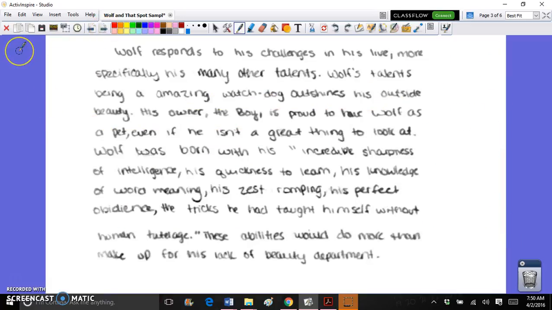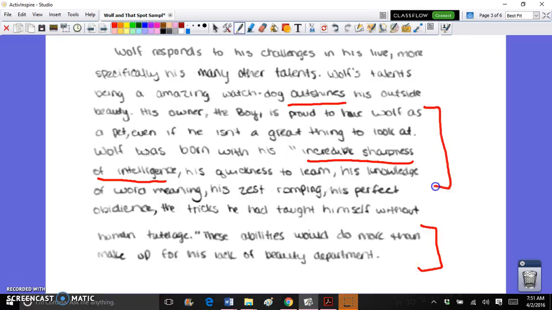"Wolf responds to his challenges in his life, more specifically his many other talents. Wolf's talents, being an amazing watchdog, outshines," great vocabulary word right there, "outshines his outside beauty. His owner, the boy, is proud to have Wolf as a pet, even if he isn't a great thing to look at. Wolf was born with his incredible sharpness of intelligence, his quickness to learn, his knowledge of word meaning, his zest romping, his perfect obedience, the tricks he had taught himself without human tutelage. These abilities would do more than make up for his lack of beauty department."